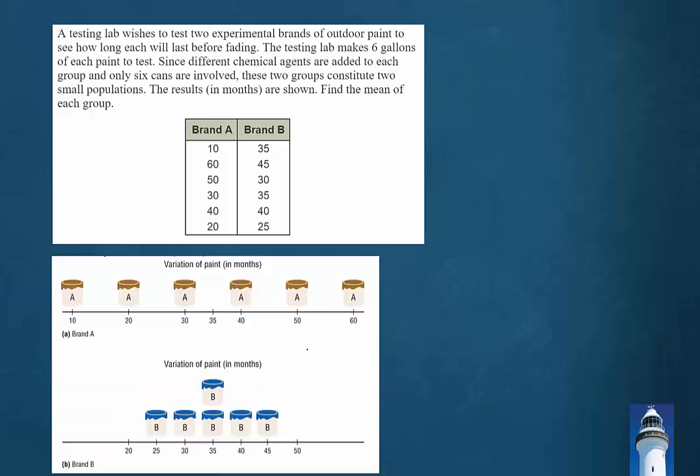Looking at a graphical display of the data sets, we can see that the data values for brand B are grouped quite a bit more tightly. So what we need are some measures that provide us with a way to describe how the data values are spread out. These are called measures of variation.